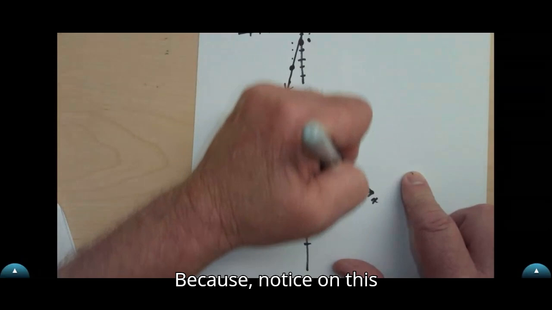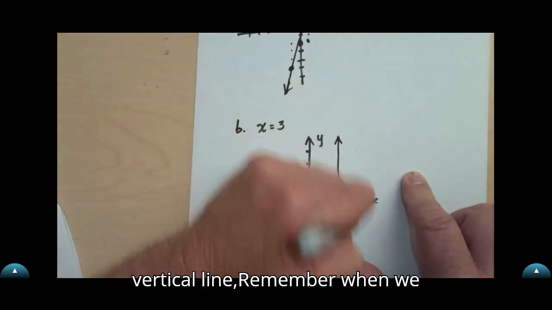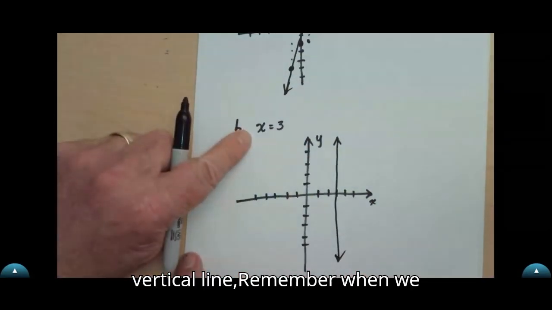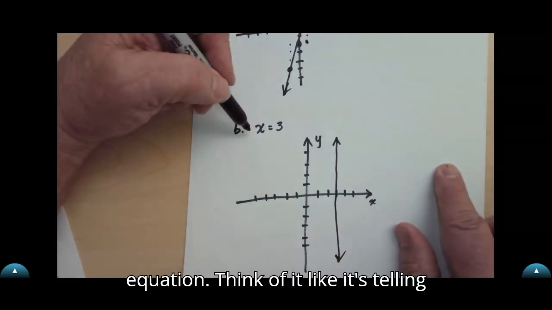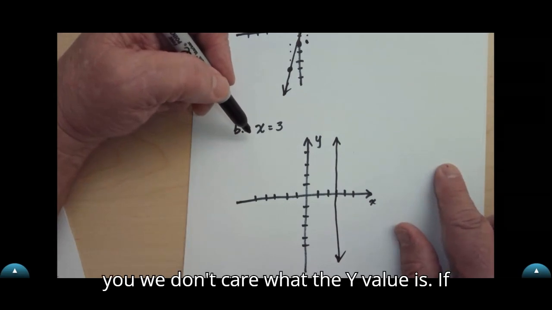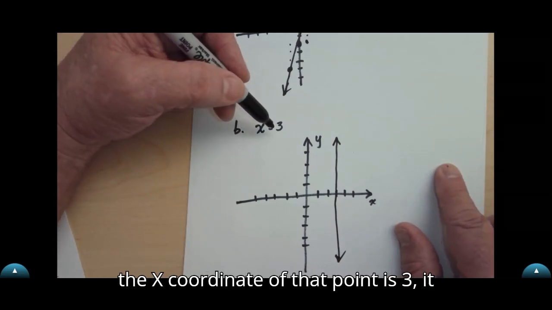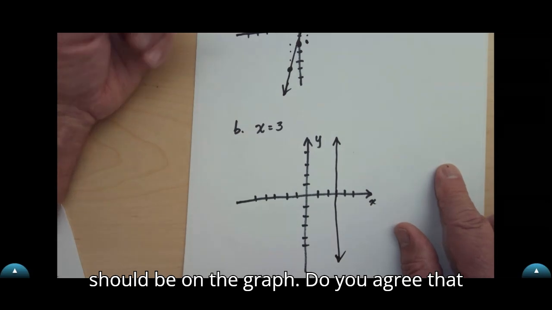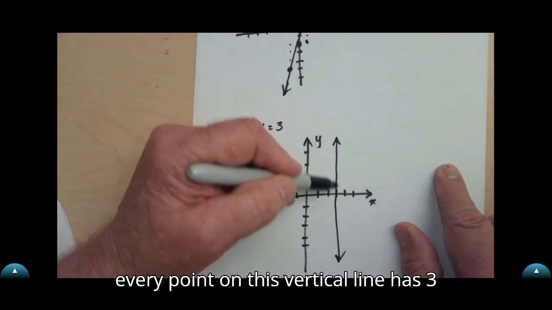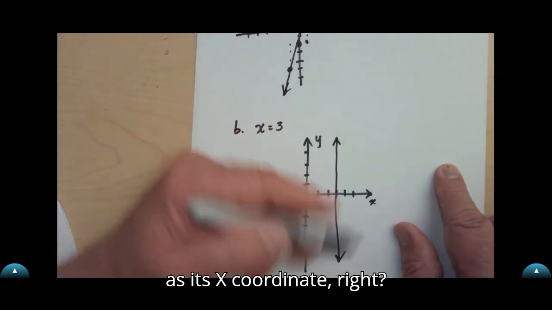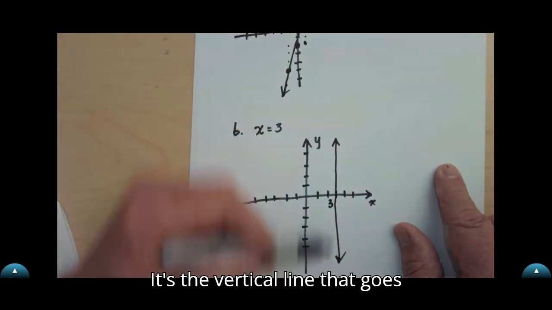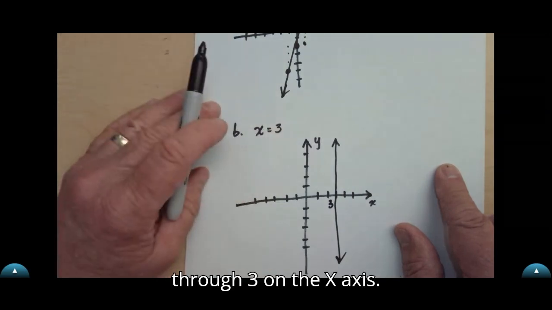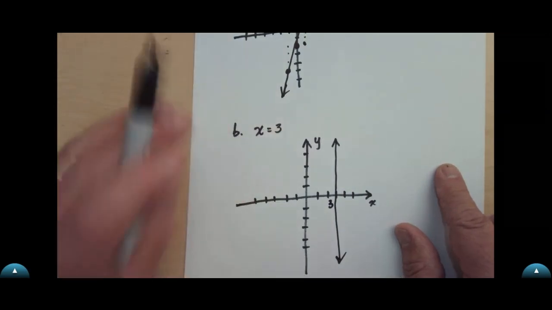Because notice on this vertical line, remember when we see x = 3, in other words, there's not even a y variable in the equation. Think of it like it's telling you we don't care what the y value is. If the x coordinate of that point is 3, it should be on the graph. Do you agree that every point on this vertical line has 3 as its x coordinate, right? It's the vertical line that goes through 3 on the x-axis.